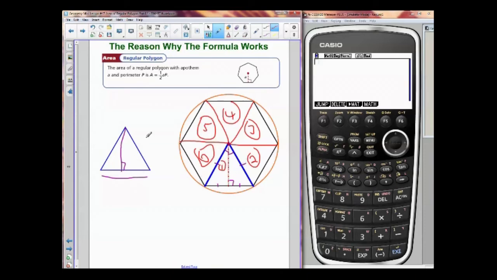And all I do is just find the area of this one triangle and multiply it by 6. Well, guess what? It's the same thing as if I find 1/2 times the apothem times the perimeter. So the perimeter would be all these distances added together, which is nothing more than 6 times the base. So 1/2 height times the base times 6 of these will give me the area. Alrighty, so let's move on.